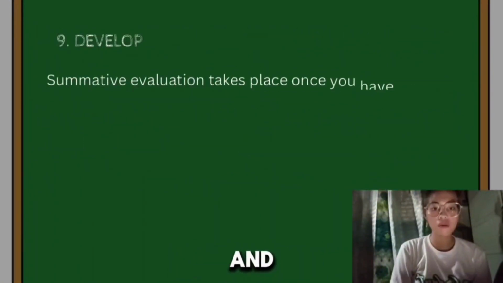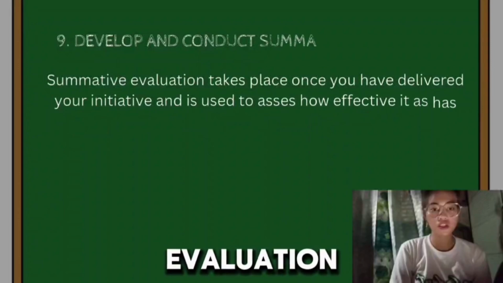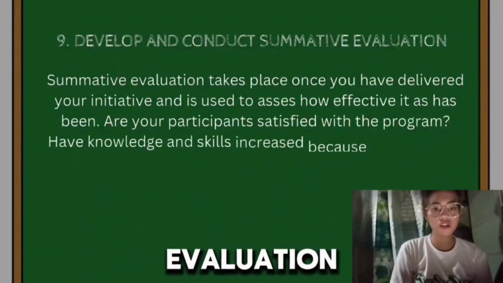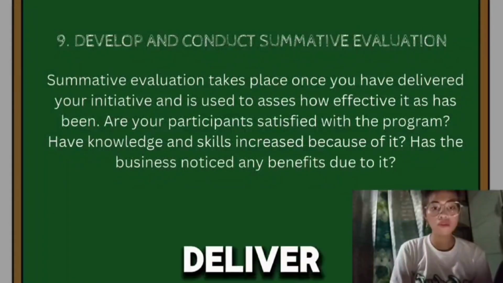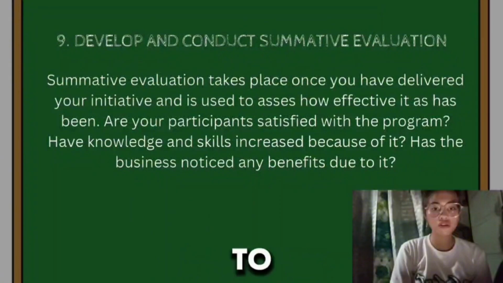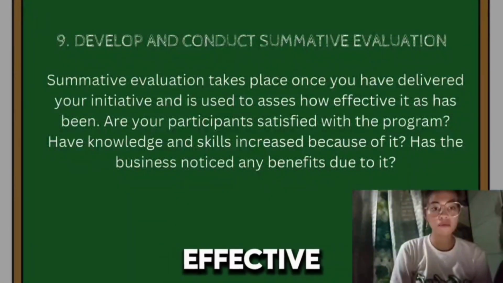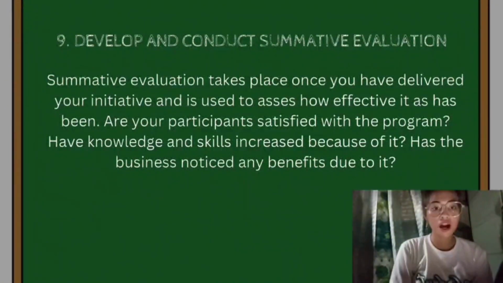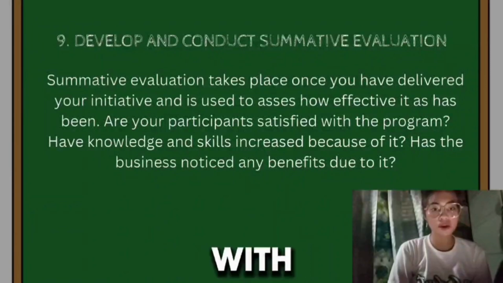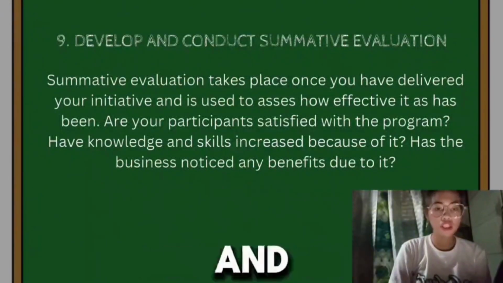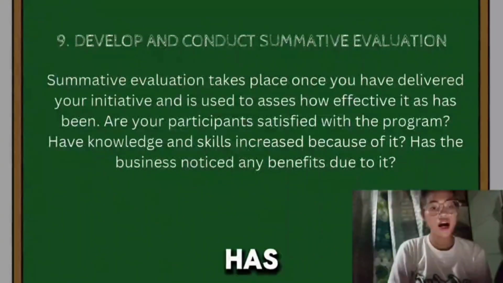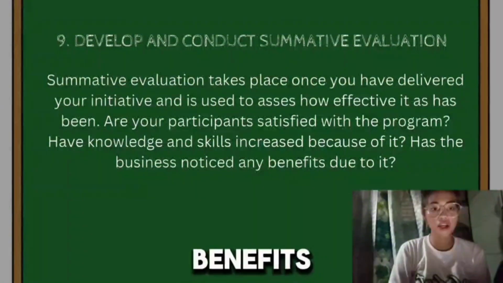Number 9 is develop and conduct summative evaluation. Summative evaluation takes place once you have delivered your initiative and is used to assess how effective it has been. Are your participants satisfied with the program? Have the knowledge and skills increased because of it? Has the business noticed any benefits due to it? Ongoing revision.